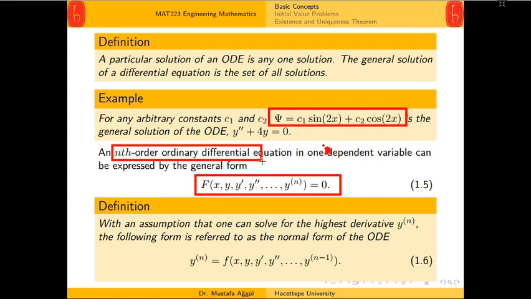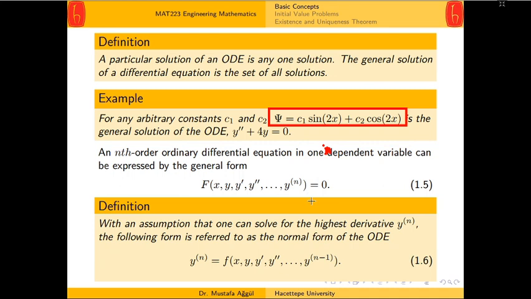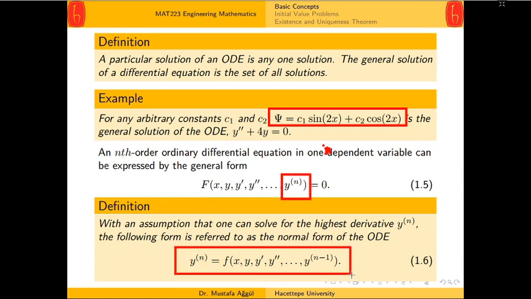And this is the general form of the nth order ordinary differential equation. Okay, so let's say we can solve this equation with respect to y^(n), the nth derivative of y. So let's say we can really separate this guy from the others. So when we do that, the general form will be looking like this, and this will be called the normal form of the ODE. So the highest order derivative will be on the left hand side, and the rest of the terms will be on the right hand side.